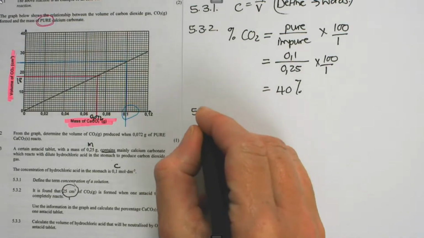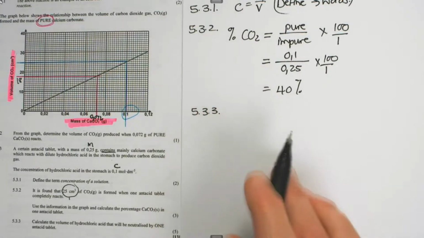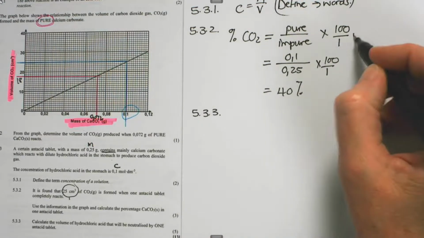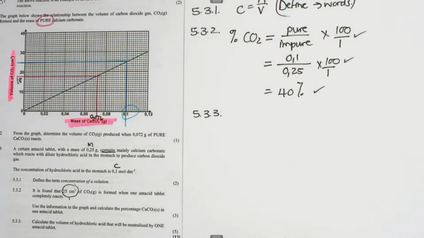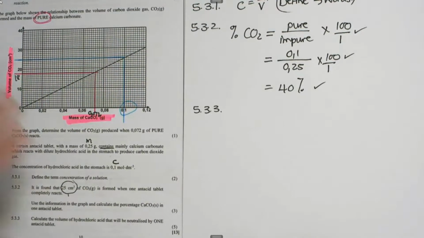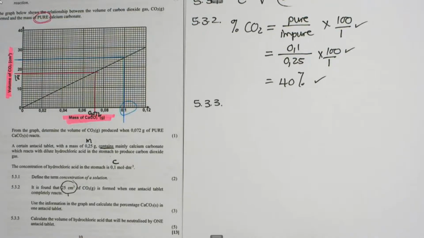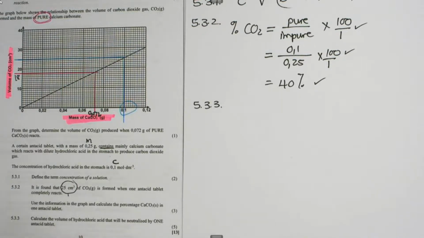So I don't have to work out anything else. You will see it just counts 3 marks. So it's formula, substitution, answer. So if it just counts 3 marks, it's just formula, substitution, answer. If it counts more marks, then you have to do more calculations. So this one is just reading from the graph.